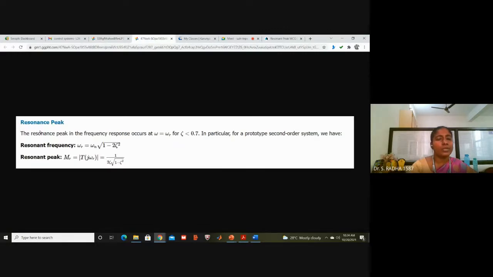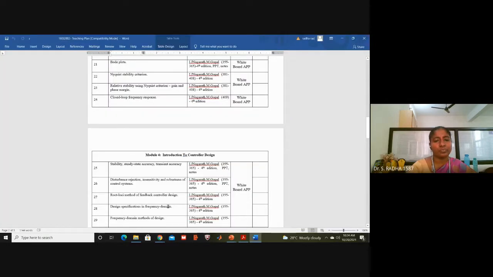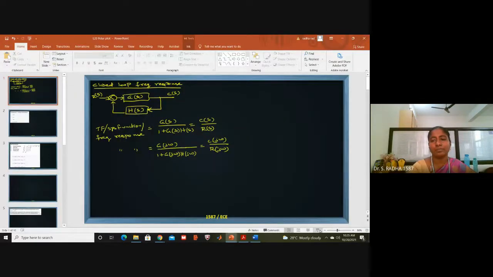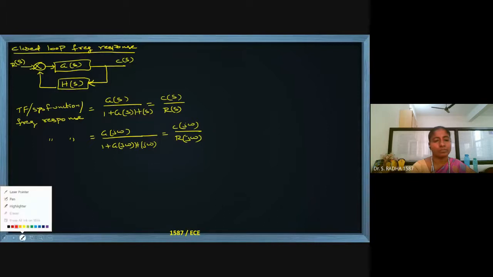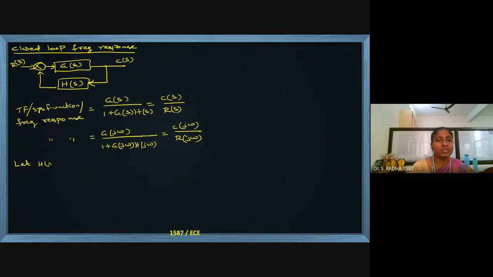And next I am going to the frequency domain specifications, the design specifications in frequency domain. Here I am taking H of S equal to 1, unity feedback. Also I will take K equal to 1, open loop gain. Okay, this is about closed loop frequency response.